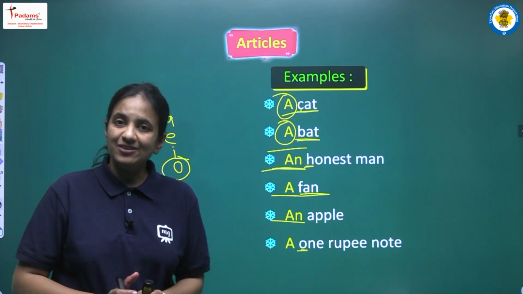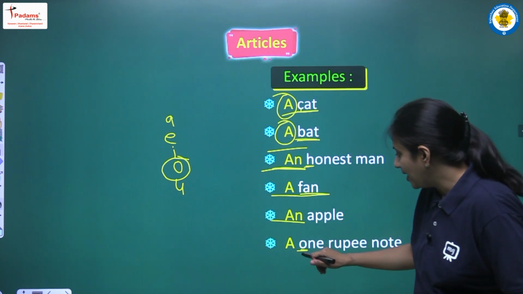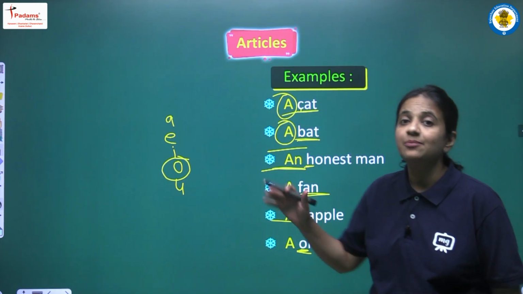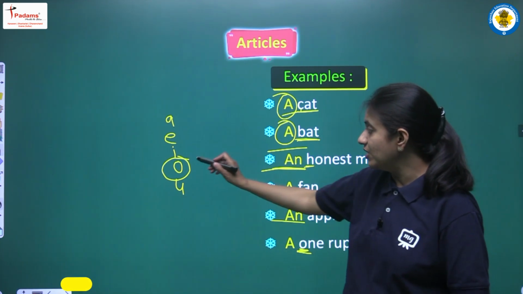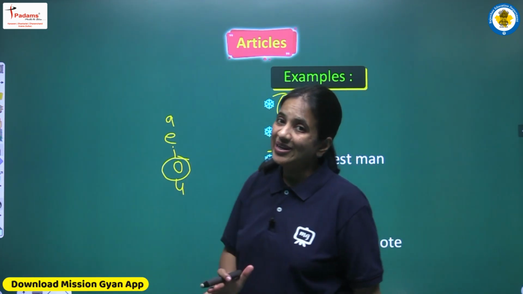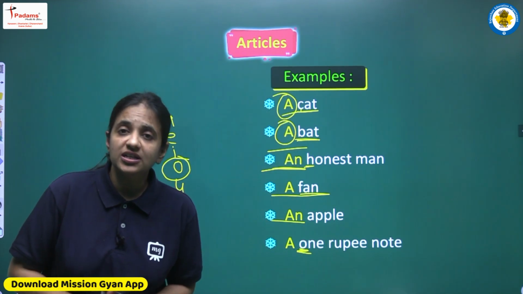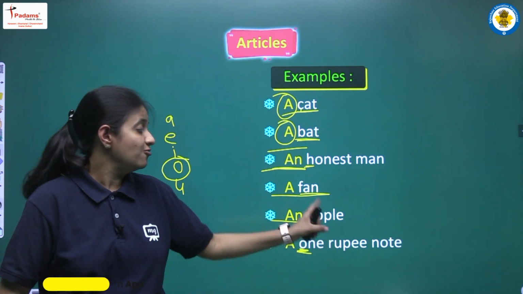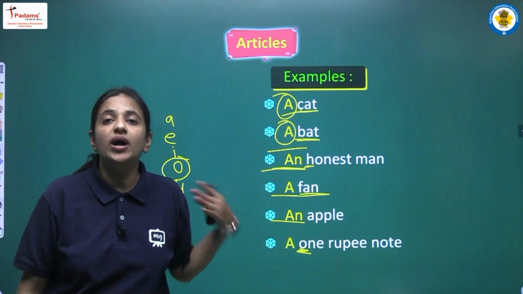So yes, again we will see this thing very clearly: we don't need to see the spelling, we have to see the pronunciation, because according to the spelling we are having 1 vowel, but we have to be very much focused regarding the pronunciation. And when we pronounce this word, we will see that it is 1 rupee note.